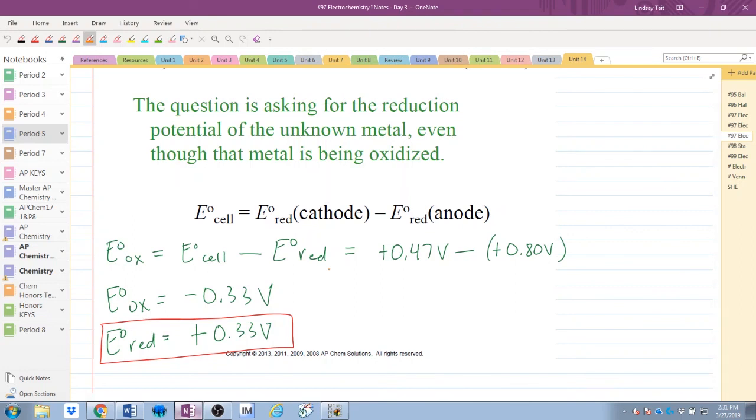Now, if it actually asked me what the metal was, they'd have to give me a list of reduction potentials that I could then go look this up. So I believe it's copper, right, was the unknown metal. I'm looking back at that previous slide that had all of the reduction potentials on it to get that. Copper is positive 0.34, so this was close enough that you could do that. Okay. And that concludes cell potential for voltaic cells.